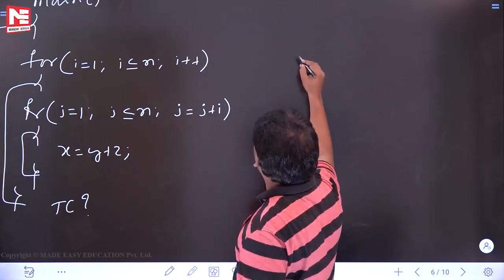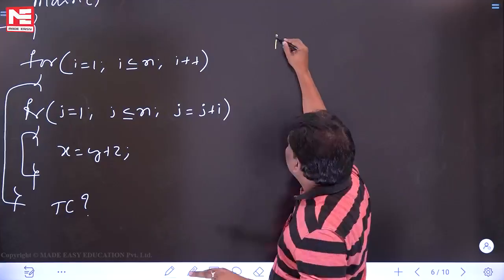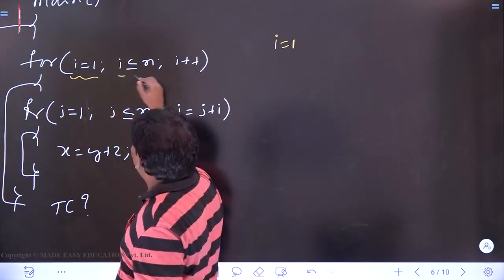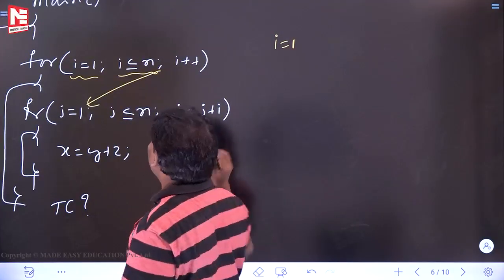Right, now can you help me with one small line? What is the answer of this one? Please listen carefully. See this one, i is equal to 1. Can you say i is equal to 1? Right, 1 less than or equal to n, that is okay. Then come inside, i is equal to 1.